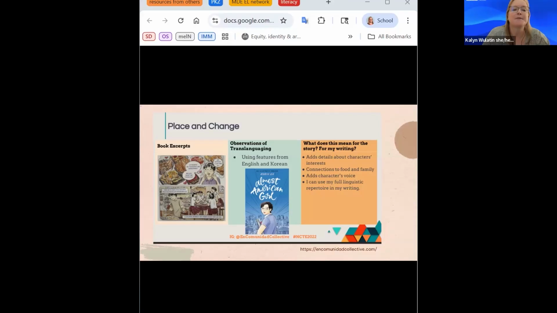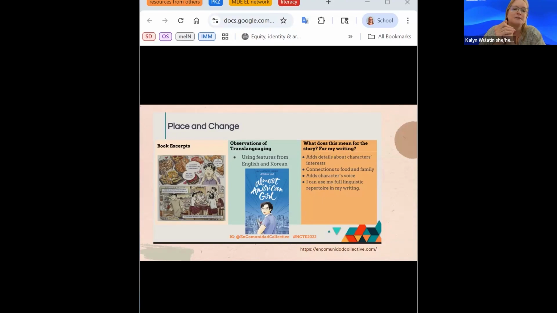Well, it was adding details about the characters' interests. It was showing their connections to family. It was adding to the character's voice, right? So what does this mean for me? Can I do the same thing in my writing, right? So again, it's both valuing the student and also letting them understand what's happening in the novel or the graphic novel. It's also giving them a window or a mirror, as Dr. Rudine Sims Bishop would say, there.